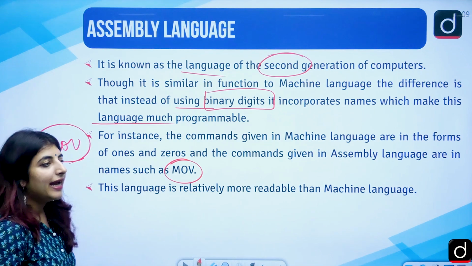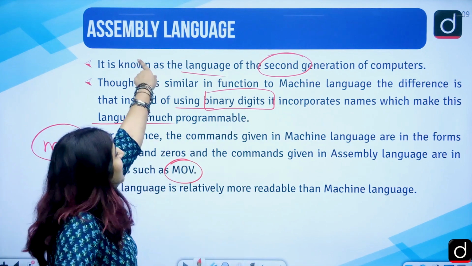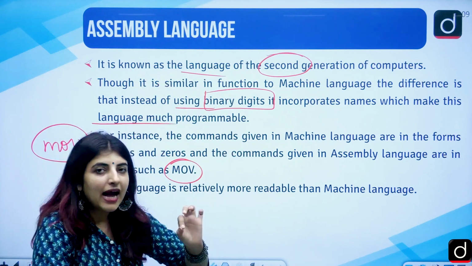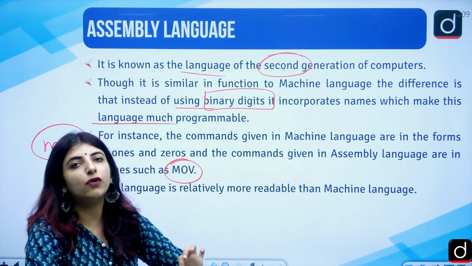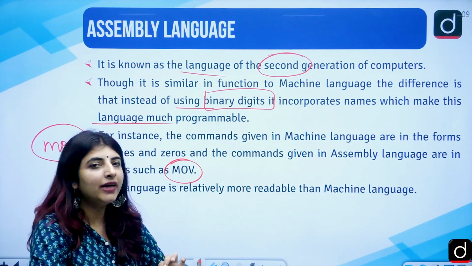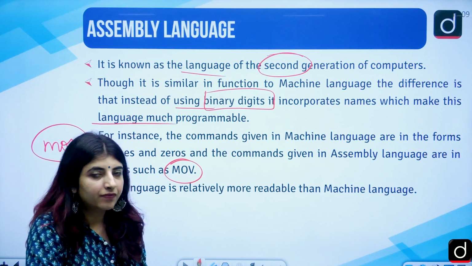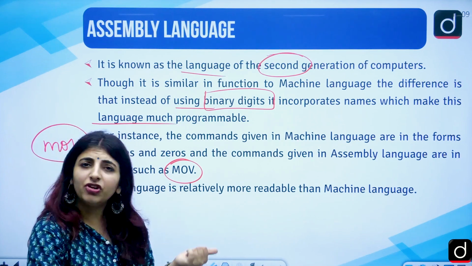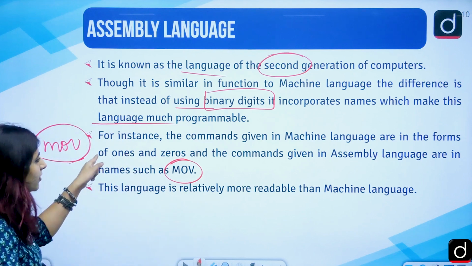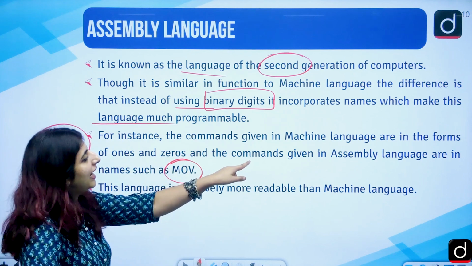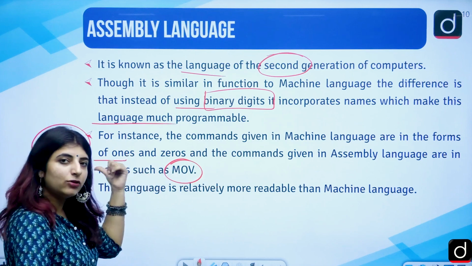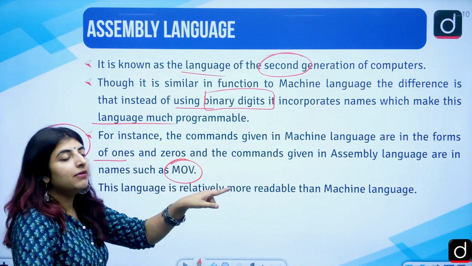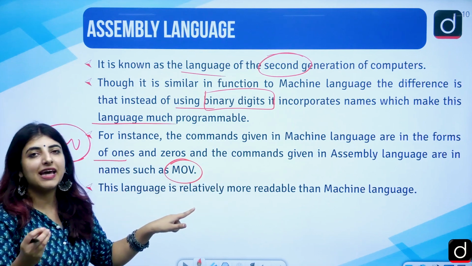So of course, if any programmer is using assembly language, that coding is easier and in a human readable format. You will know what you are getting in here, unlike the combinations of zeros and ones which were there in the machine level language, correct? For instance, the commands given in machine language are in the form of ones and zeros, as we already talked about in the previous slide. The commands given in assembly language are in names such as MOV.